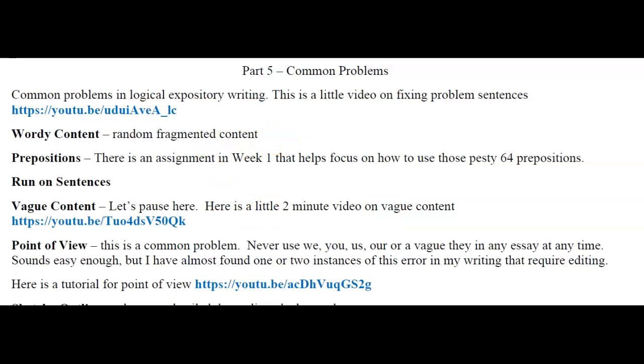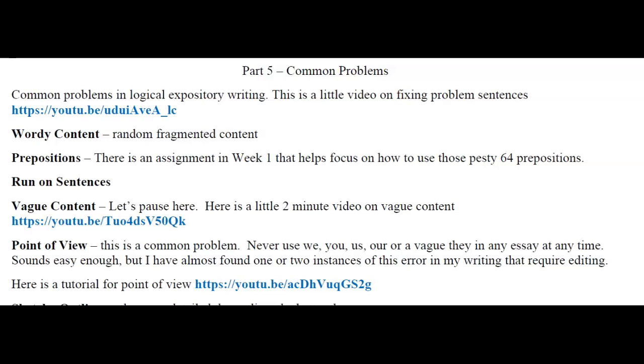Wordy content. I just write fragmented run-on sentences. I'm just writing a thought and I get all tangled up in the words, but I just write it anyway. Prepositions: there's a little exercise in the course about prepositions that students sometimes think, why am I doing this? Prepositions are the biggest problem for most writers, certainly for me, in writing. Run-on sentences, random content, just running on and on and on, instead of short, complete, concise sentences.